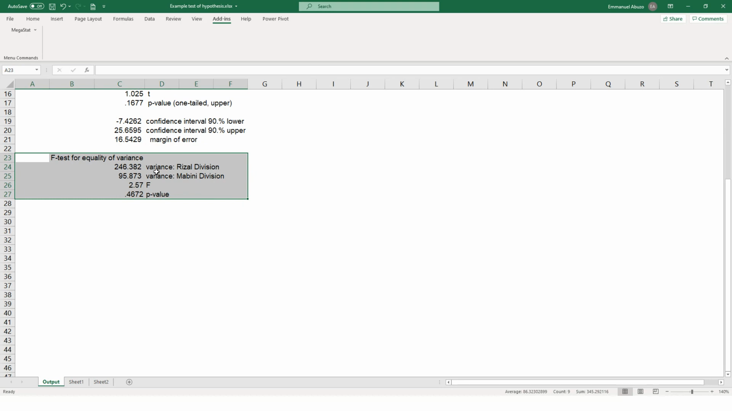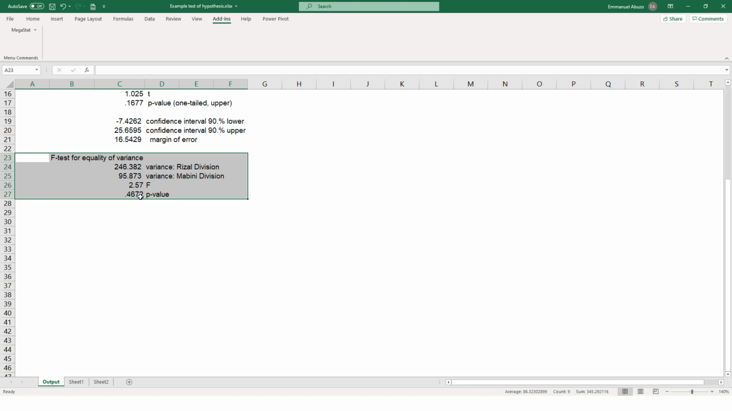So here the variance of our Rizal division is 246.382, rounded off to 3 decimal places. And the variance of our Mabini division is 95.873, rounded off again. And then the F value is equal to 2.57, which is also the same as what we got in our previous manual computation.